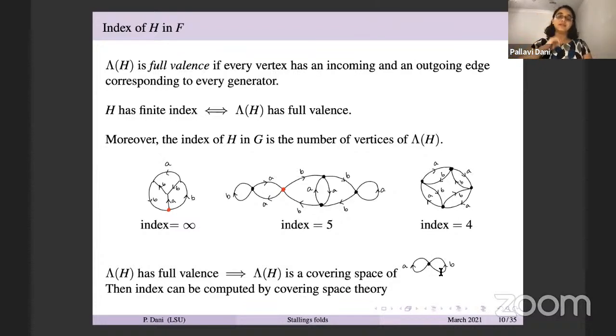And so that tells you that it is a free group, that it has the degree that you think it should, which is namely the number of the inverse image of the single vertex in your cover. On the other hand, if you don't have this full valence property, then you can construct an infinite set of cosets using that fact.